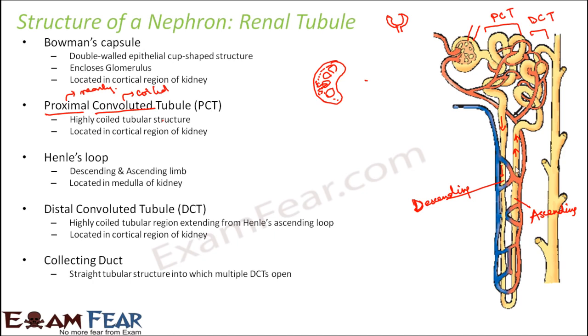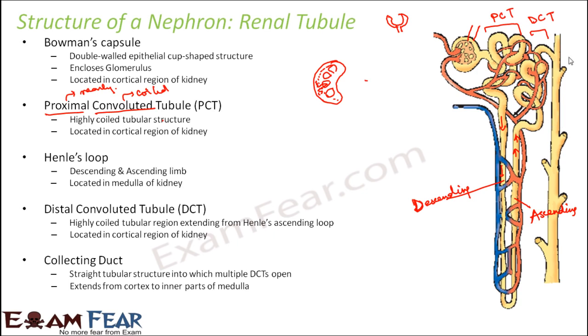Now all these tube-like structures will carry the fluid. Many distal convoluted tubules will open into these collecting ducts because there is not just one glomerulus present in a kidney. One kidney will have millions of nephrons. So there will be millions of glomeruli, millions of Bowman's capsules, millions of distal convoluted tubules. So many distal convoluted tubules will pour their fluid into the collecting duct.